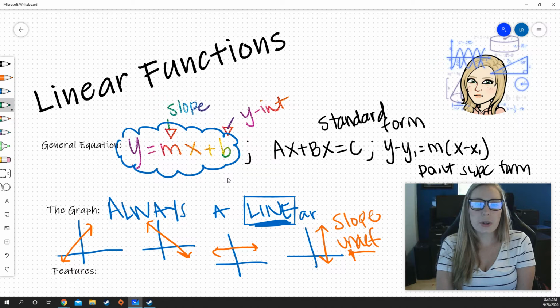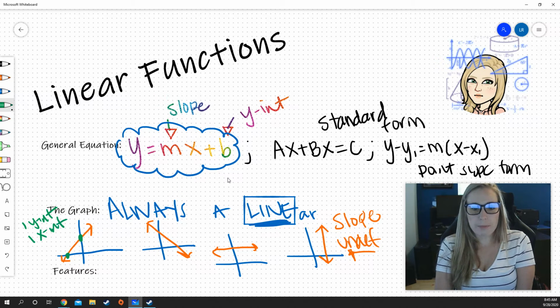Now, a couple of things to note. They all have one y-intercept and they all have one x-intercept. One y-intercept and one x-intercept. And you can solve those by plugging in 0 for x or plugging in 0 for y.